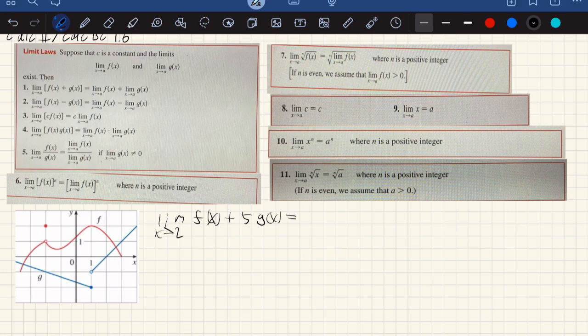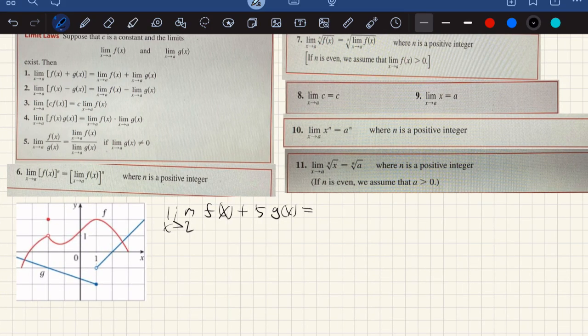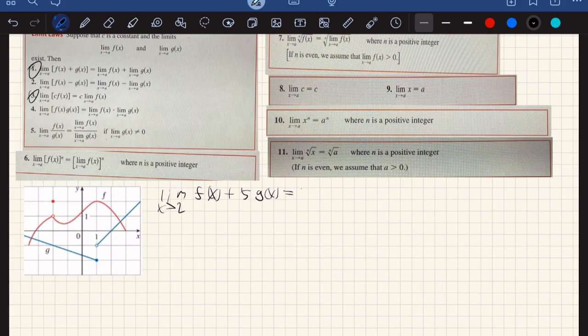What we should do before we do anything is we could split up the limit with the sum law and our constant law here. So we can make it into the limit as x approaches -2 of f of x plus 5 times the limit as x approaches -2 of g of x.